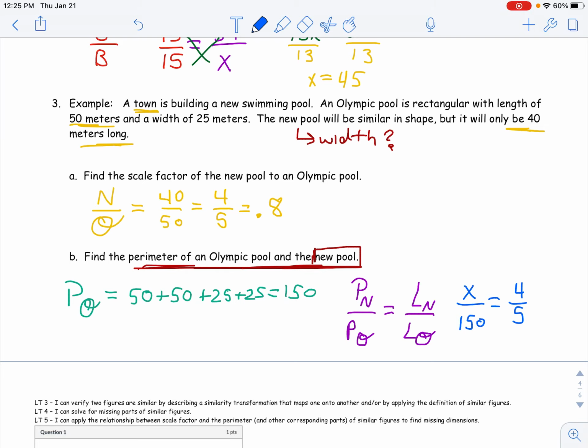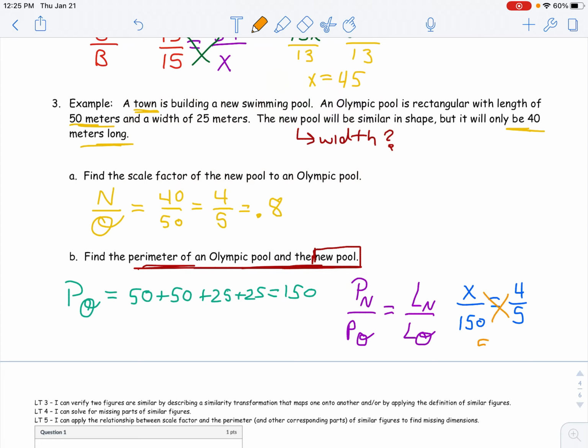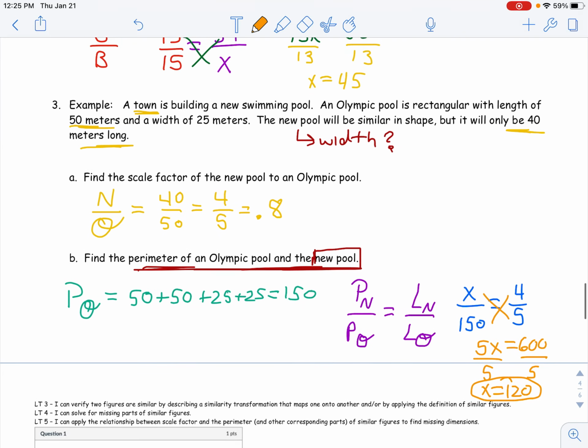So really, if you can get this far, incredibly good shape, just cross multiply, you're going to get 5x equals 600. Divide both sides by 5. And x, the perimeter, is 120. That's the perimeter of the new pool. And that's pretty cool. We can figure out the perimeter without actually even knowing the width. We never calculated that. Powerful stuff.